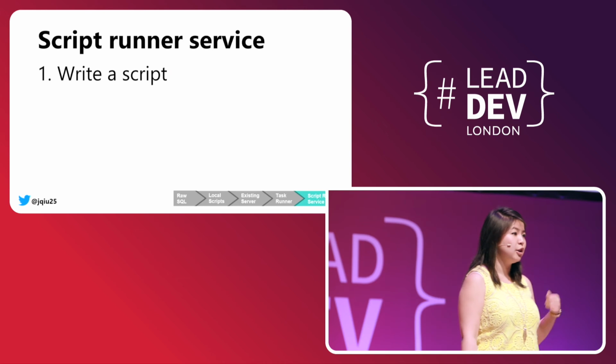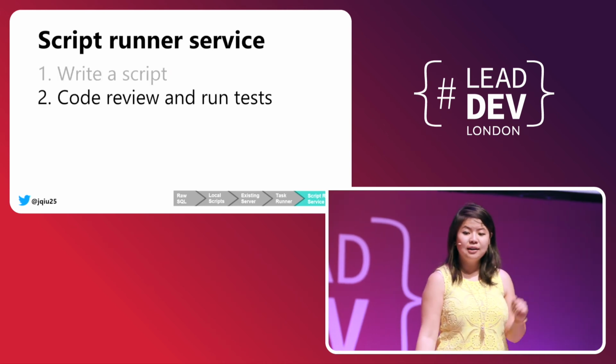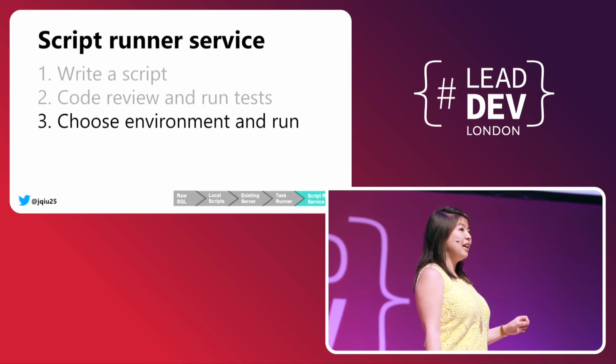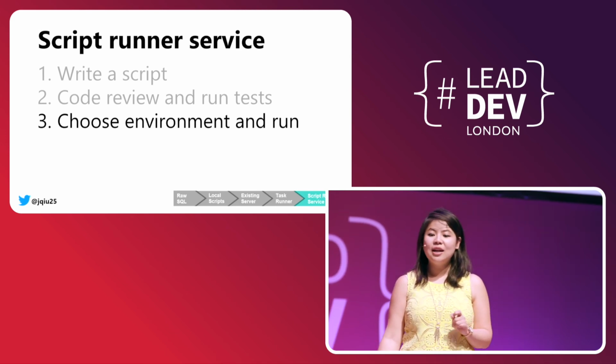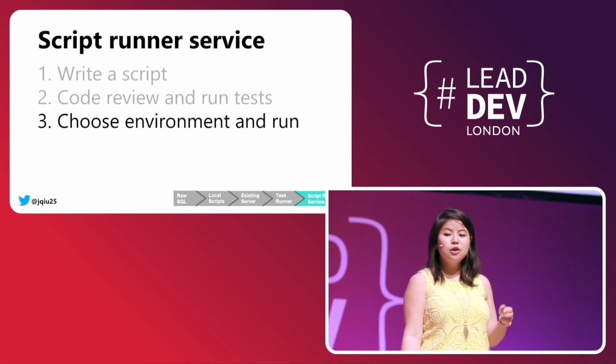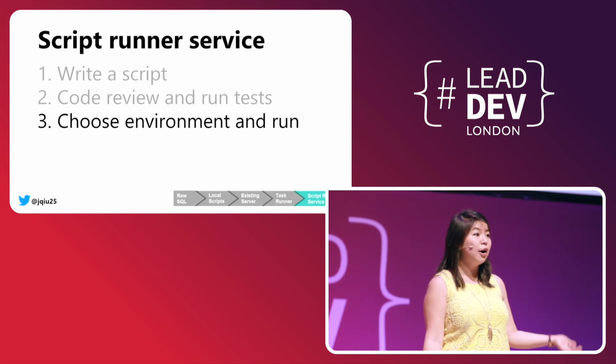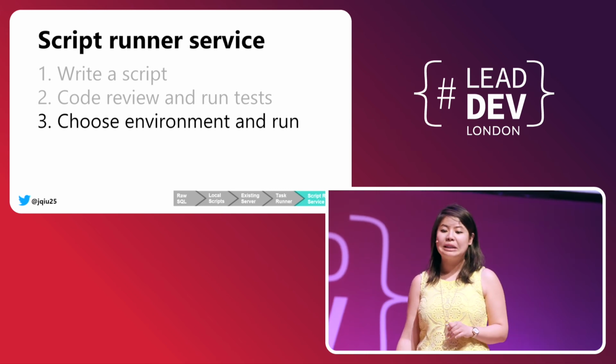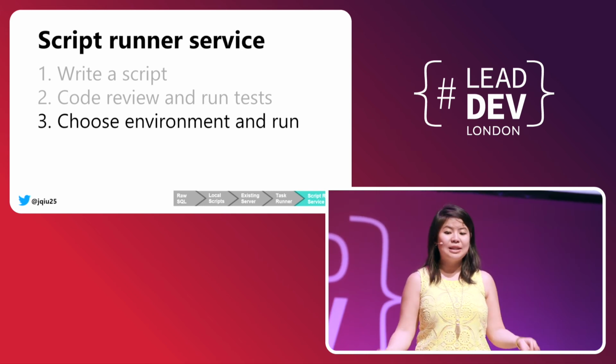So the first part here is the user is going to write the script, get it code reviewed, tested, and merged as before. But lastly, the key difference here is that the user no longer needs to input a series of arguments. All they have to do is just pick the environment they want to run the script in, and they'll have all of the credentials that they need.